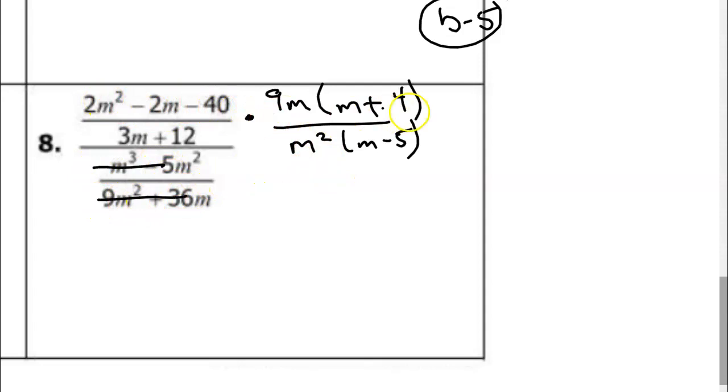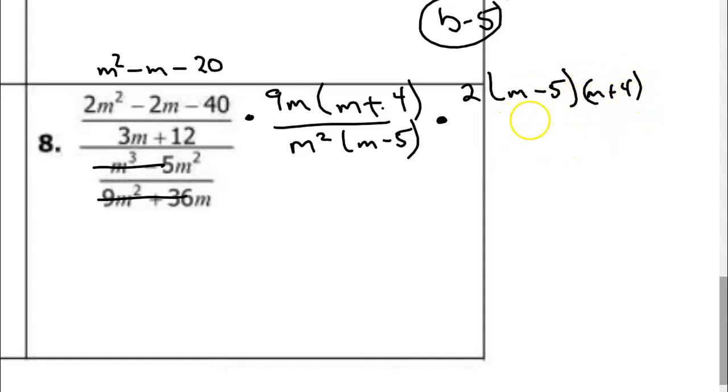So I'm going to factor this. Because I am limited on space, I'm moving this over to the right side. Looking at that, I can see I can factor out a 2. If I factor out a 2, I'm left with m squared minus m minus 20. So that's going to give me an m minus 5 times an m plus 4, divided by, let's factor this denominator and take out a common factor of 3, and that leaves me with m plus 4.